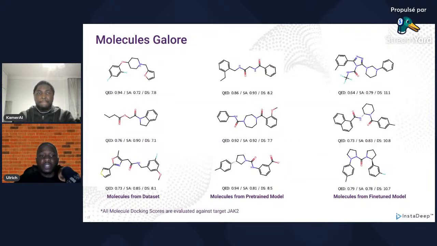Since it's a paper on molecules, I had to show a little bit of the molecules we're generating. The left column shows molecules from the data set, then these are molecules from the pre-trained model, and finally the molecules after fine-tuning. The main thing you can notice across all of them is that the docking score is increasing. And also, the most important thing is that the molecules have good QED scores, and they look like how molecules should look, because they look like the ones in the data set. So that's the main takeaway.